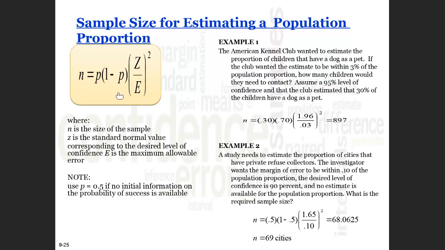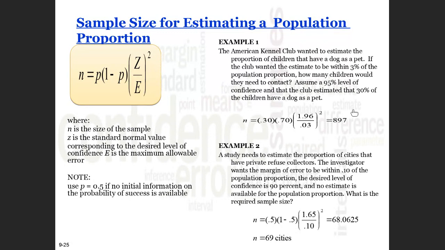So following the formula and plugging in the values, we have N equals 0.3 times 0.7, our probability, times 1.96, our Z, divided by 0.03, all squared, equals 897 people that should be contacted for the survey to see whether they have a pet or not, or they have a dog as a pet.